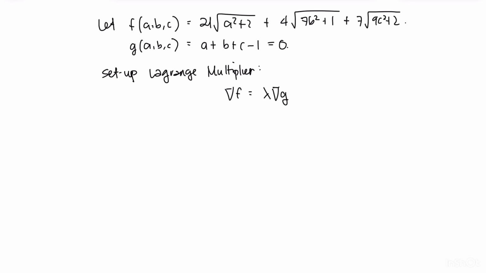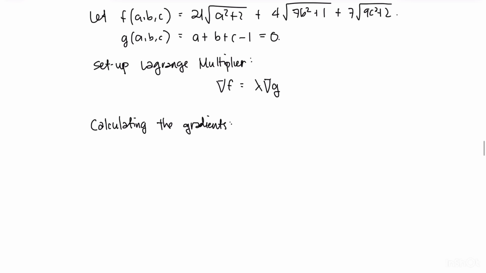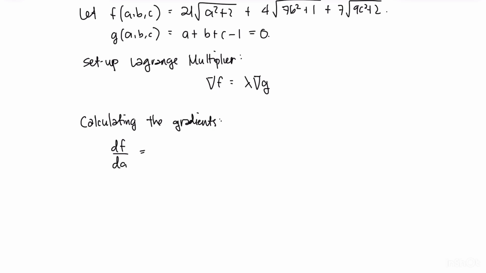Calculating the gradients. So I'm just going to take the gradient of f with respect to a. So this is going to be equal to 21 times, using the chain rule, the derivative of the inside, which is 2a, all over 2 times the square root of a squared plus 2. And this simplifies to 21a all over the square root of a squared plus 2.